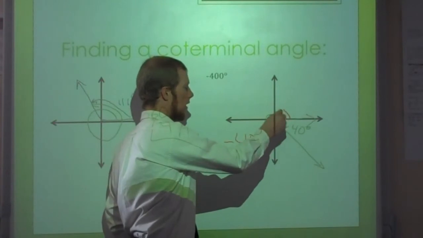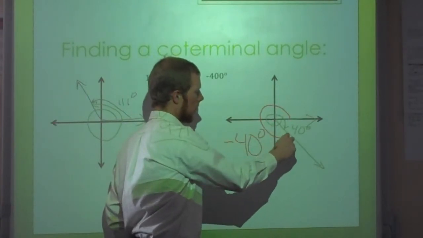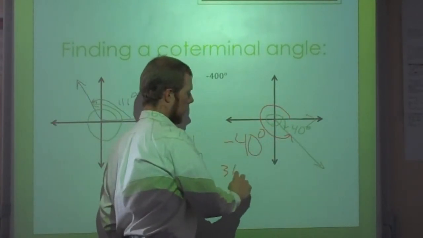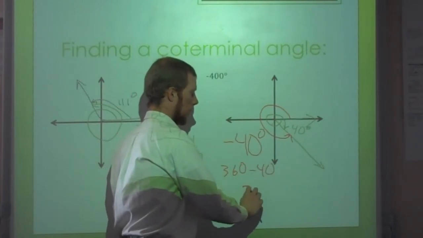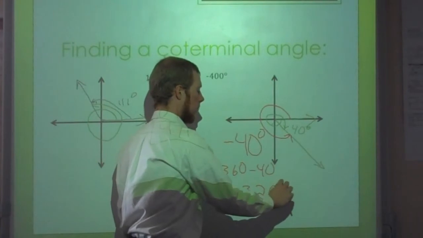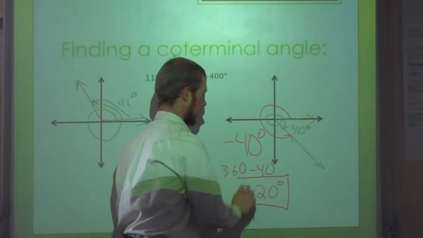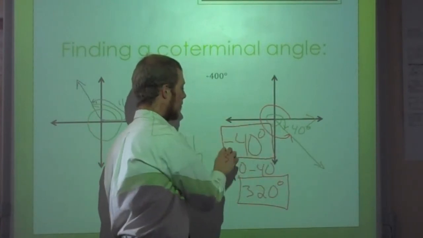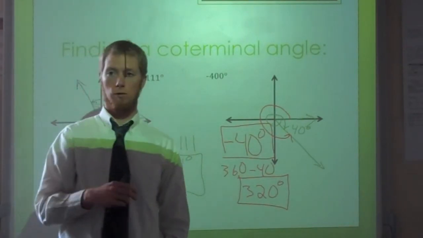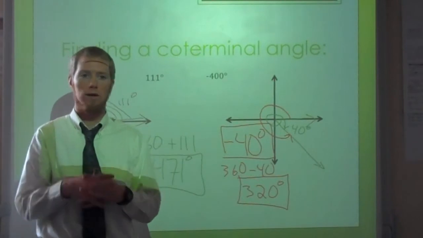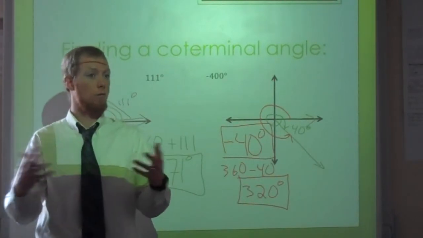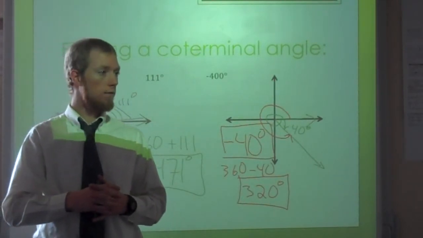Another one could be 360 minus 40, or positive 320. Both of these are coterminal angles. If I ask you for one, just write one, it doesn't matter. If I ask you for more than one, write more than one.